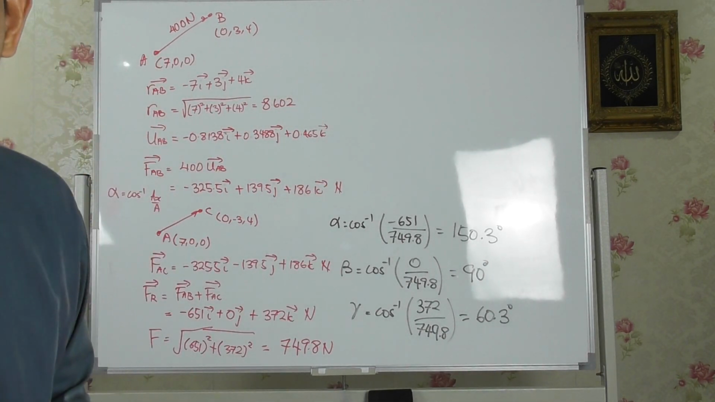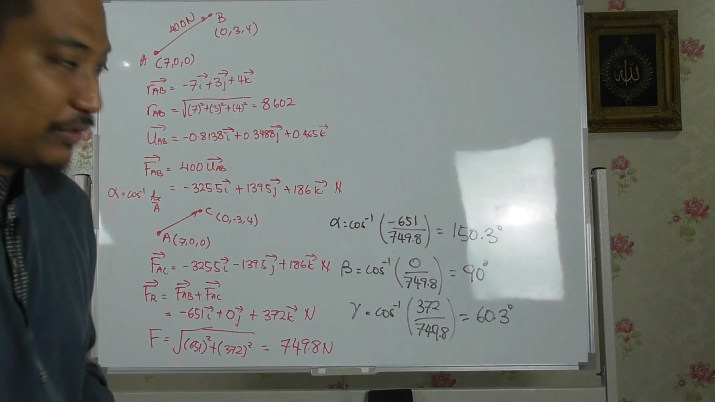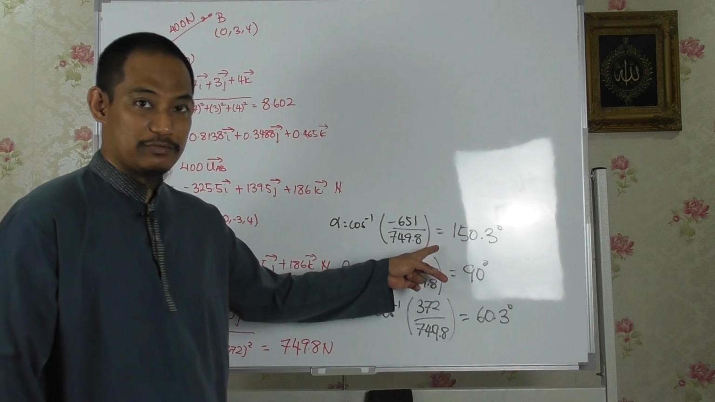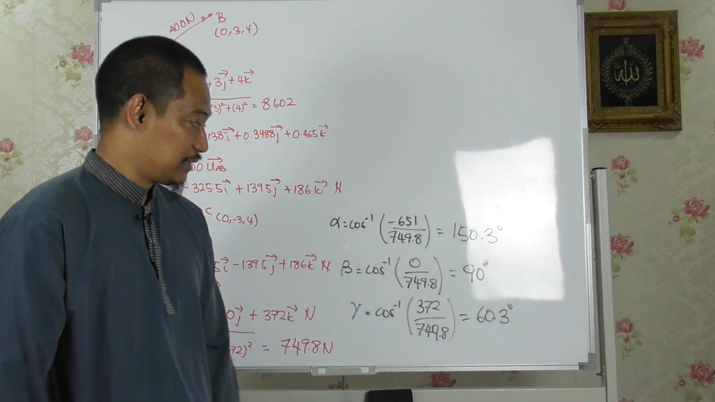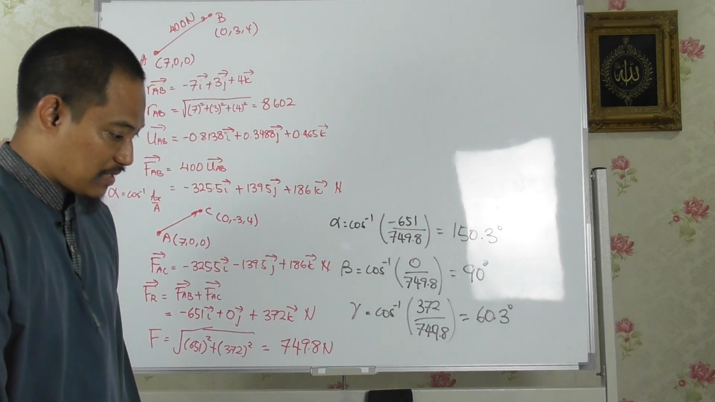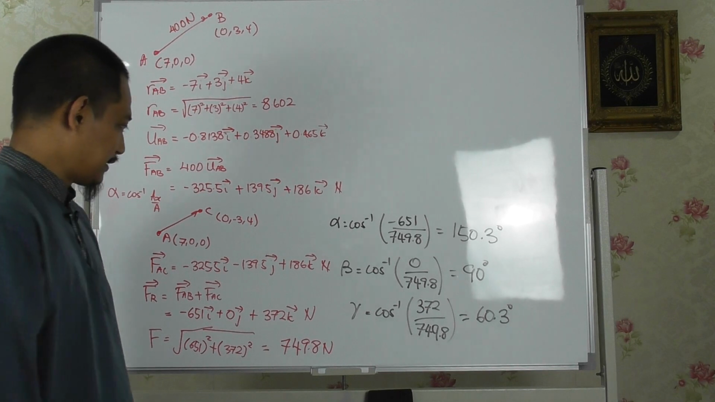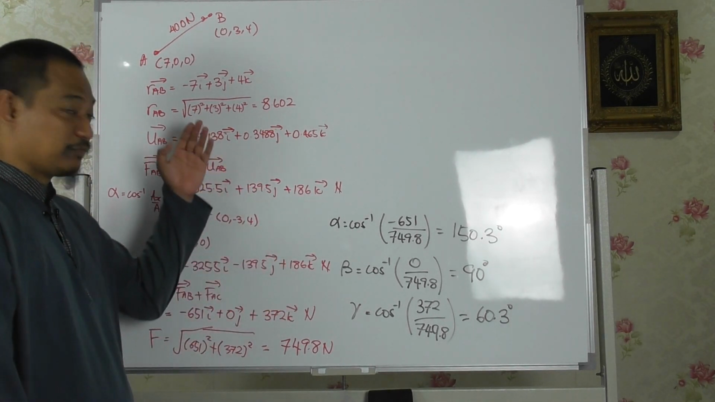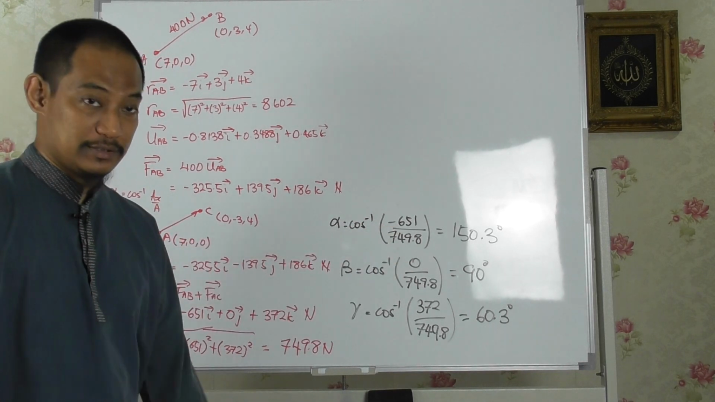Is it clear or is it glaring? Oh, it's glaring, is it? Hopefully you can catch the numbers. This is 150.3, this is 90 degrees, this is 60.3 degrees, right? So that's basically the method. Hopefully you understand the method. If you just use the correct method, you should get the correct answer, inshallah.